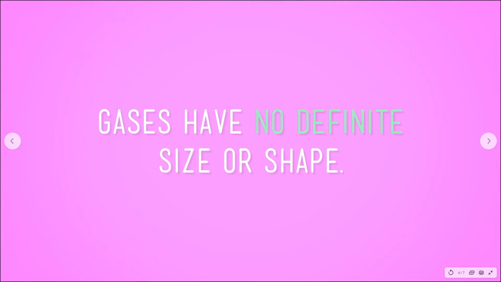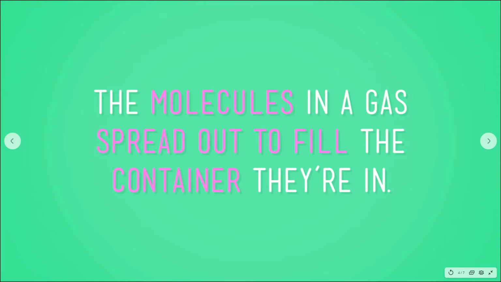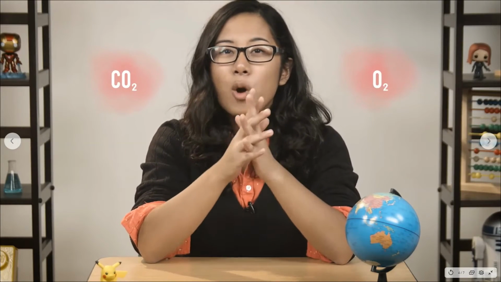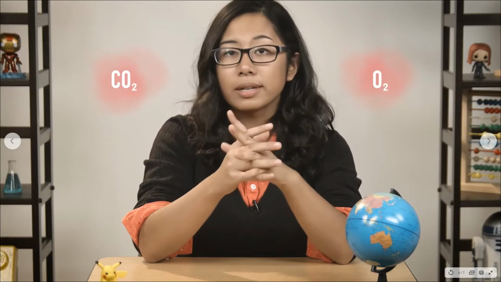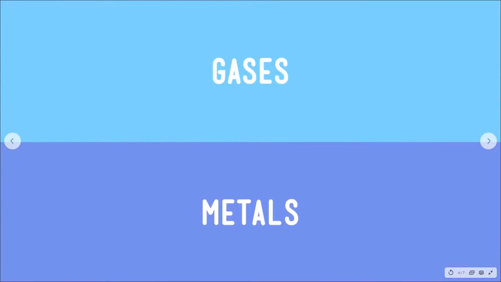When we talked about gases, we learned that gases have no definite size or shape. The molecules in a gas spread out to fill the container they're in. Gases are usually transparent, too. Light passes through them. If we think about some of the gases we know and love, like carbon dioxide and oxygen, we find that they have these properties. Both of these gases fill up the space they're in and are transparent. Gases and metals are just 2 examples of groups of substances that have specific properties.